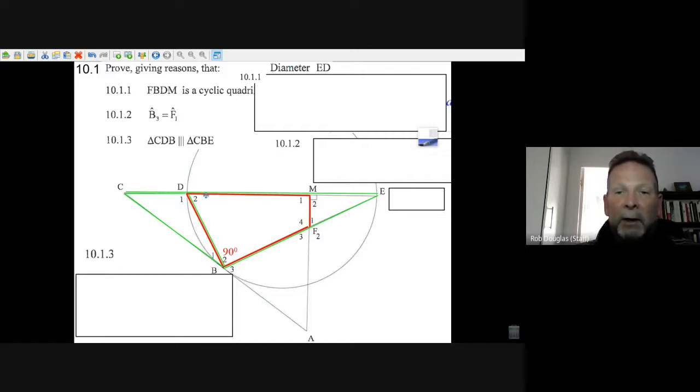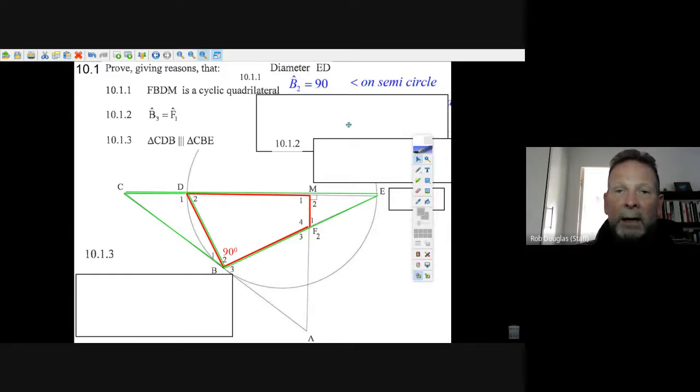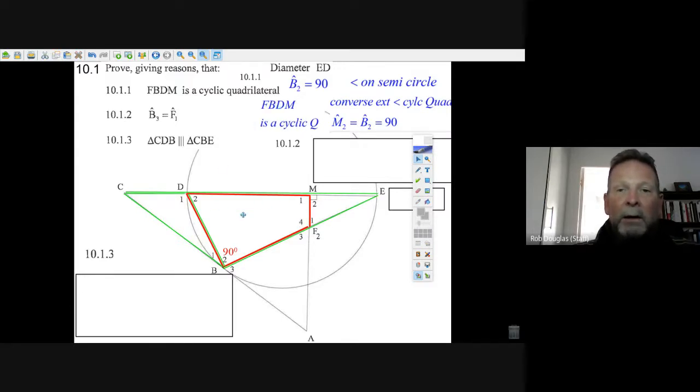Now, they said that the diameter is ED. This triangle opens up to it, and I know that it is 90 degrees. That triangle is 90 degrees because it's an angle on a semicircle, on a diameter. So that's true. Okay, now we can say that FBDM is a cyclic quad because this exterior angle is given. M2 is equal to 90 degrees, which is what we just figured out. And those are exterior angles. When the exterior angles are equal, it means that there must be a circle that goes around M, D, B, and F. So that proves that it's a cyclic quad.